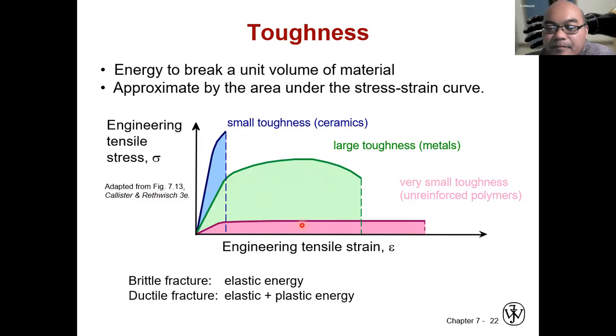In brittle fracture, brittle materials like this only have elastic energy. That is why immediately when it goes beyond the elastic region, it will just break. With ductile materials like metals, there is also plastic energy underneath after the yield strength, and they are considered as tough, as having large toughness.